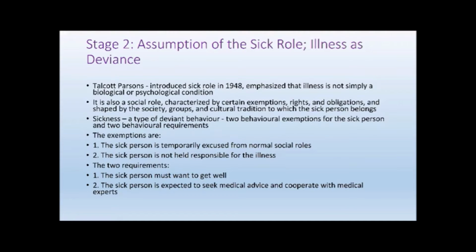Sickness is viewed as a type of deviant behavior in that it is a violation of role expectations, and is dysfunctional for society, with 2 explicit behavioral exemptions for the sick person and 2 explicit behavioral requirements. The exemptions are: the sick person is temporarily excused from normal social roles, and the sick person is not held responsible for the illness. The 2 obligations are: the sick person must want to get well, and the sick person is expected to seek medical advice and cooperate with medical experts.